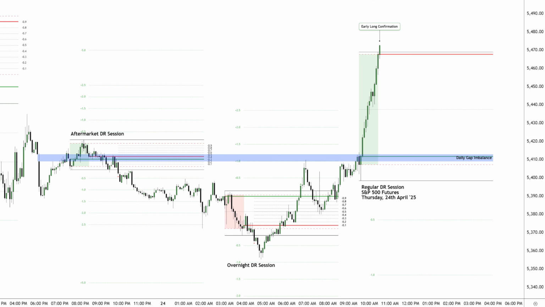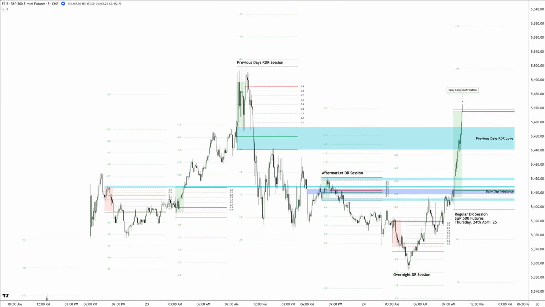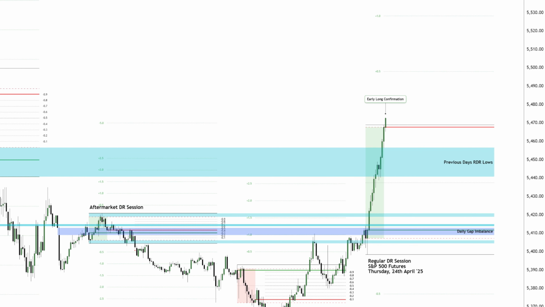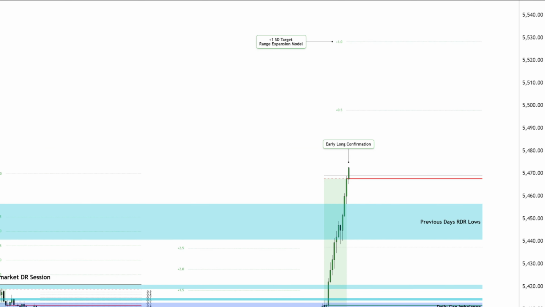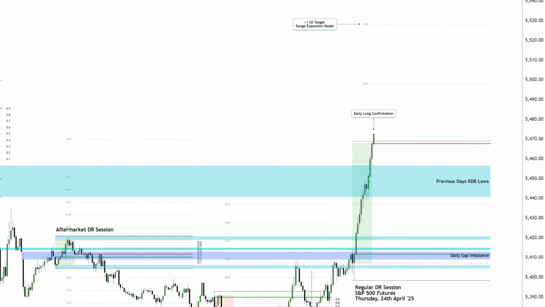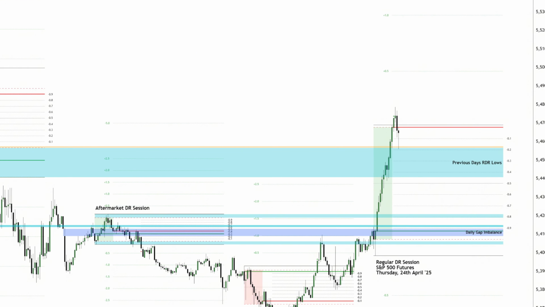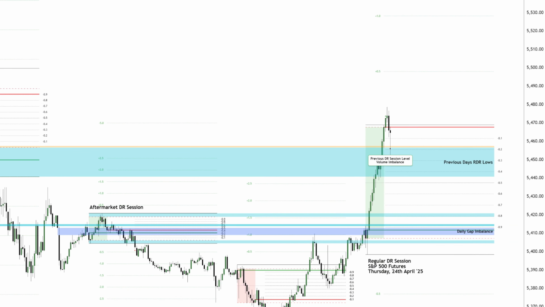In this session, we find a daily gap imbalance and some stacked previous DR session levels located in the lower half of the defining range. Toward the upper part, we see the previous day's RDR lows and some volume imbalances as well. In a DR range expansion model, the target is typically the 1 standard deviation level, something I've consistently mentioned across multiple videos. Following the confirmation, we get a shallow retracement back into an area that's supported by previous DR session levels and a volume imbalance.